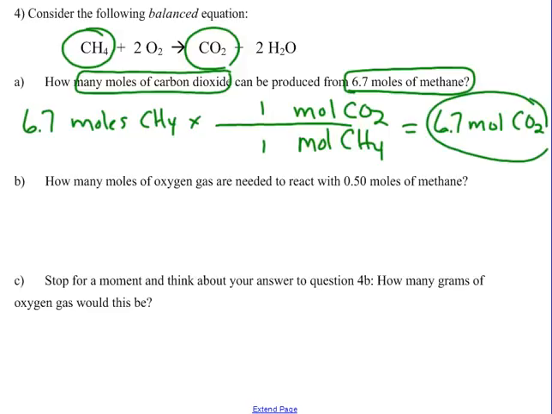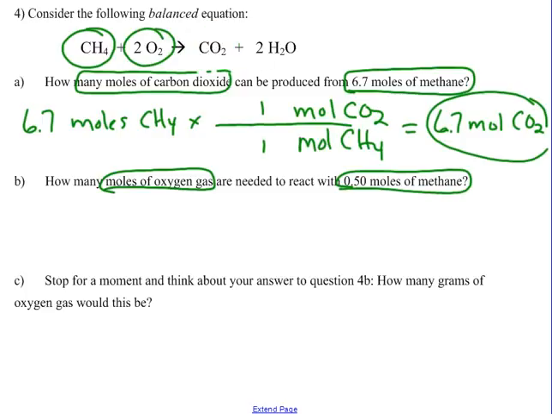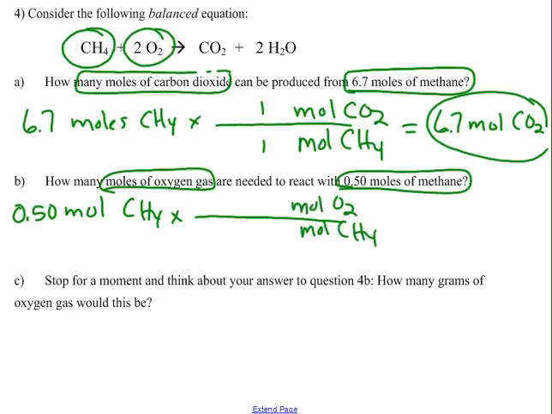Part B, how many moles of oxygen gas are needed to react with half of a mole of methane? All right, so now we are dealing with methane and oxygen, which is in a 1-to-2 ratio, starting with the number you're given, half of a mole of methane. So moles of methane goes in the denominator, moles of oxygen goes in the numerator, 2 over 1, so now 0.5 moles times 2 divided by 1 just gives you 1.0 moles of O2.